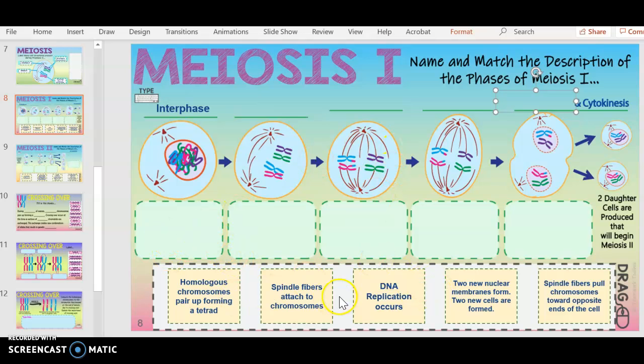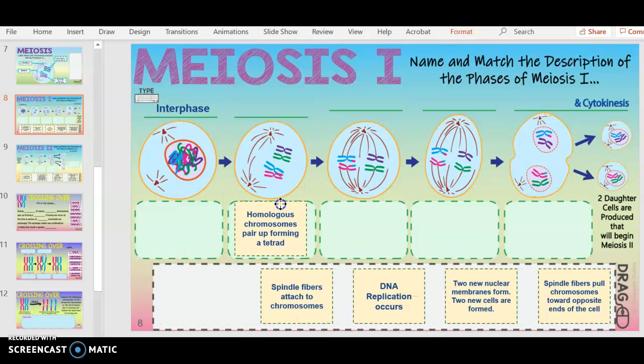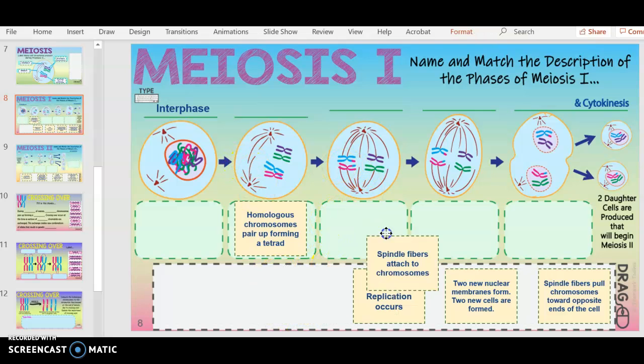And then we have to figure out where these go. So if I say homologous chromosomes pair up to form tetrads, well, a tetrad is 4 chromatids. They do this right at the beginning of meiosis 1. So then we have spindle fibers attached to the chromosomes. Well, you see them attaching right there. They haven't attached there yet, so that's occurring there.